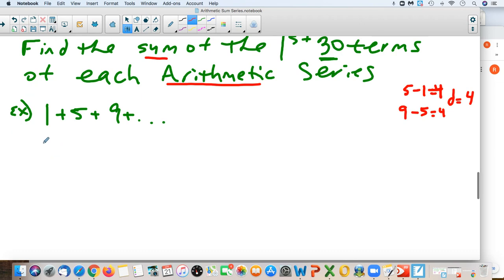We're going to go into the arithmetic sum. So S sub n equals n over 2 times a1 plus a sub n. First term plus last term. So we go through the process. What do we want to find the sum of? Well, they told me up here, we want to find the sum of the first 30 terms, right? So we know we want to find the sum of 30 terms. Makes sense.